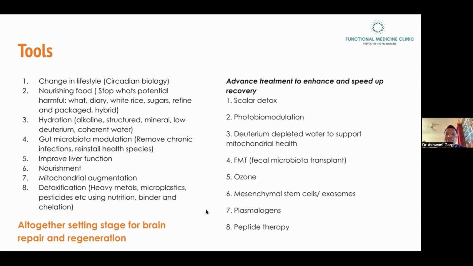Circadian biology. Get them a lot of sun, and a lot of darkness after sun. Then make sure you remove the bad food: gluten, dairy, sugars, white rice, refined oils, anything refined, anything hybrid. You take it out and start nourishing them with good food. Millets, quinoa, brown rice, red rice, black rice, right? Camel milk, goat milk, coconut milk. So many options are there.